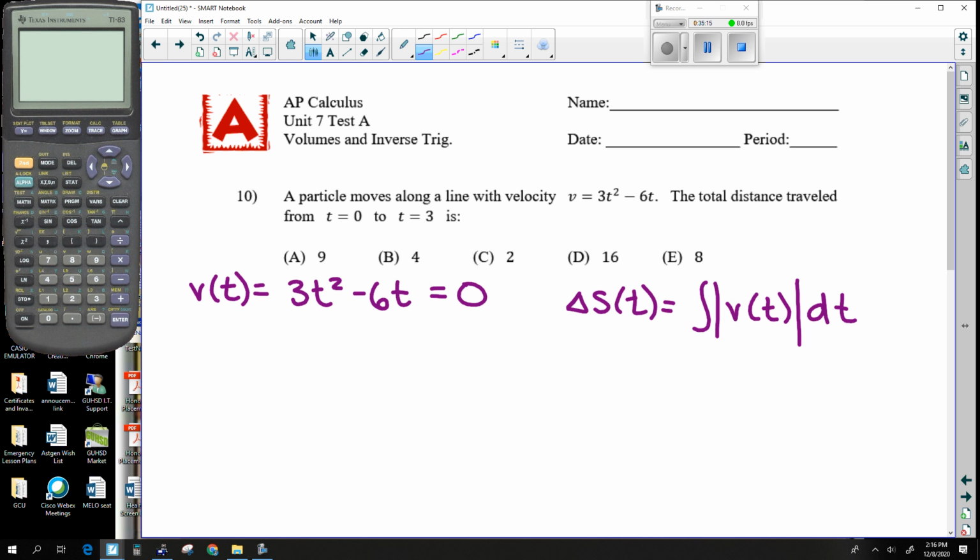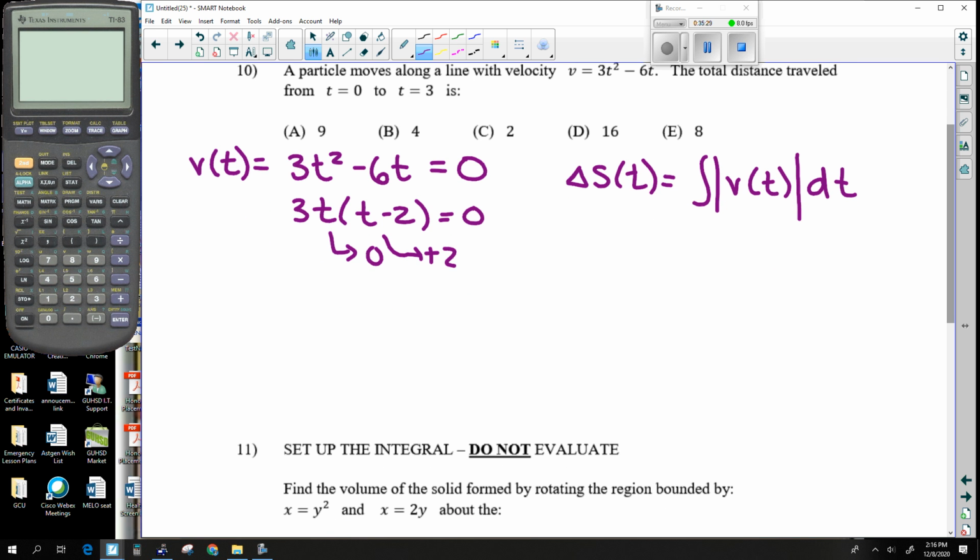All right, so velocity, here we go. Let's factor out a free t. So this occurs at 0 and positive 2. All right, well, 2 is in our domain of 0 to 3, so let's go ahead and take a look at this.